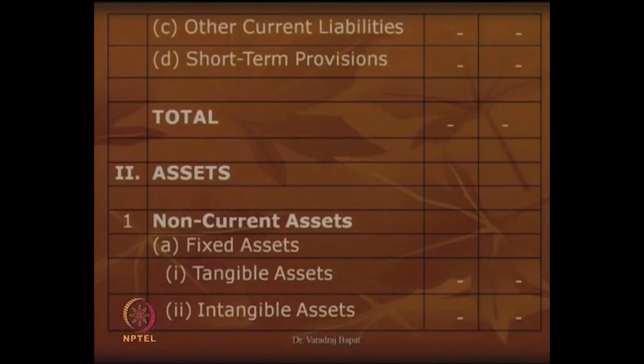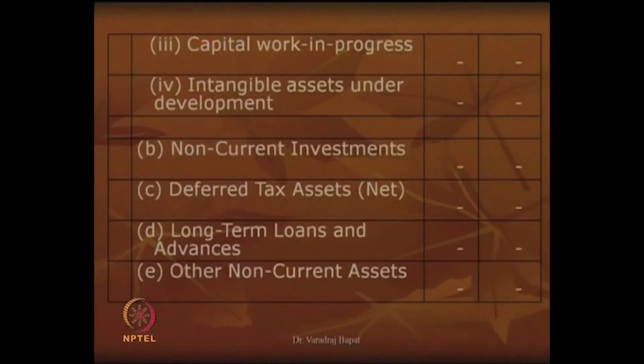So, totally you have 4 categories of fixed assets: tangible, intangible, incomplete tangible, which are known as capital work in progress, and intangible which are under development. So, A, B, C, D, sorry, 1, 2, 3, 4 under fixed assets.